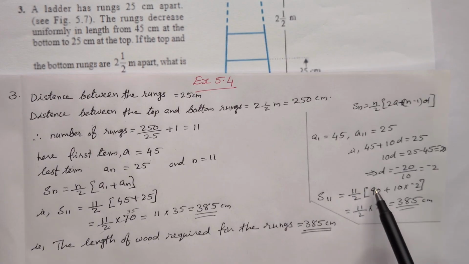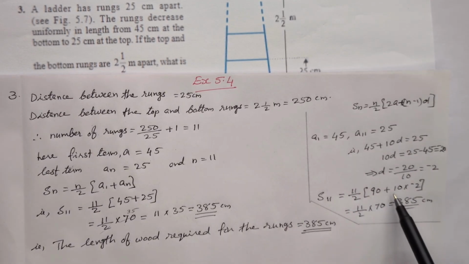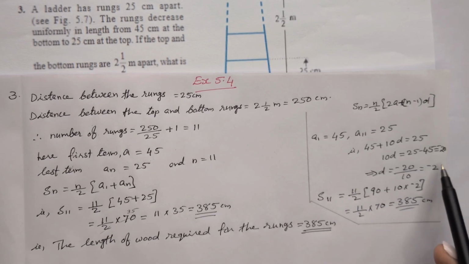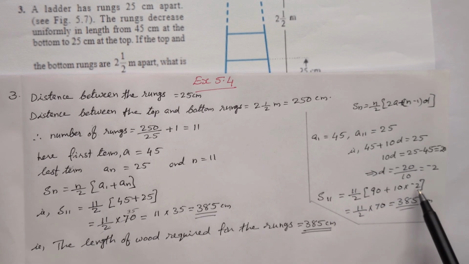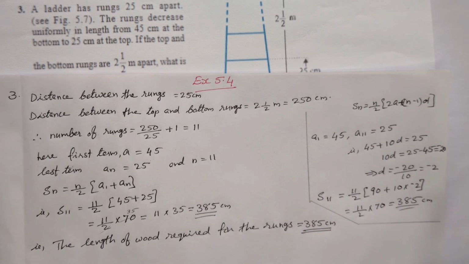S11 is equal to 11 by 2 into 2a, 2 into 45, 90 plus n minus 1, 11 minus 1, that is 10, 10 into d is minus 2, so minus 20 plus 90, that will come 70. Same way, divide by 2, 11 into 35, 385. So we can use any one of these formulas. Therefore, the length of the wood required for the rungs is equal to 385 centimeter.